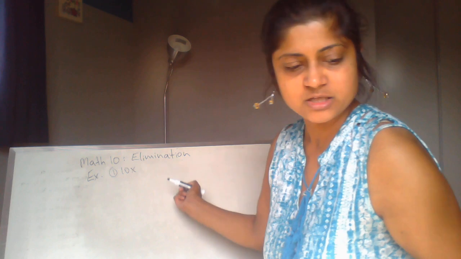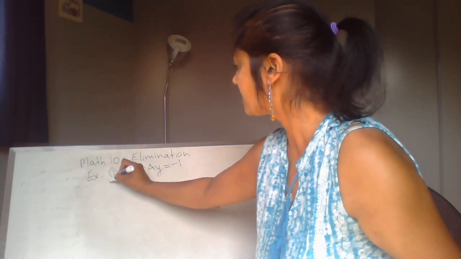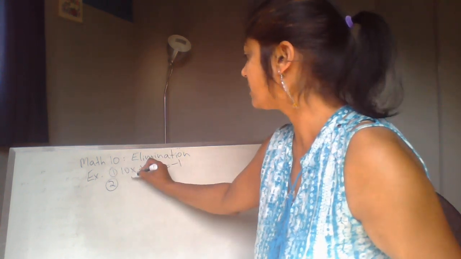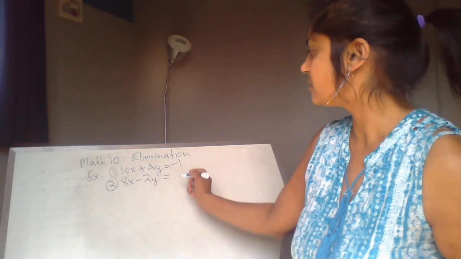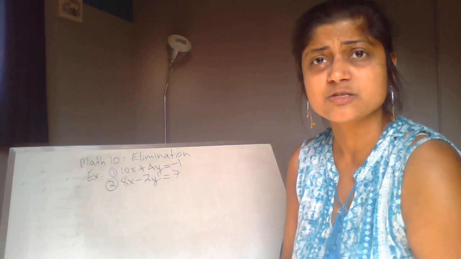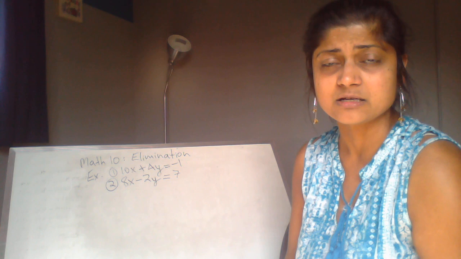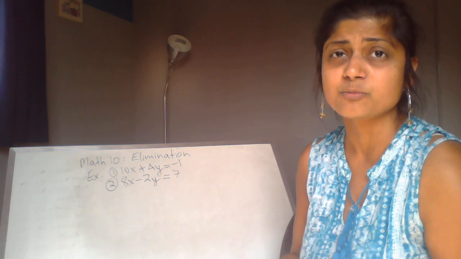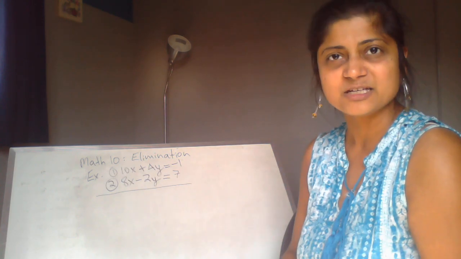So the first equation is 10x plus 4y equals negative 1. All right, so this is my first equation, and the second one is going to be 8x minus 2y equals 7. Now, two equations have to be given to you because it is a system. It's a linear system that consists of two separate lines. That's why I'm looking for the point of intersection. So I'm going to make a line here that represents the equal sign.